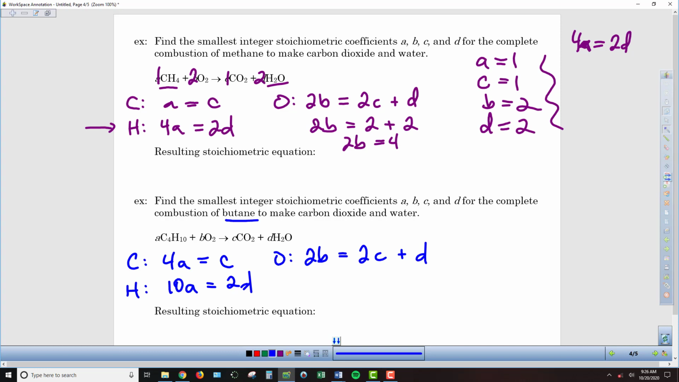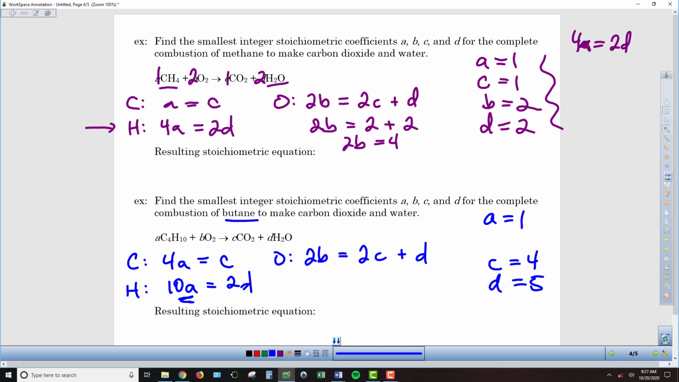Once more, we've got to pick one of our variables, establish a value for it, and then use that to solve the rest. So I'm again going to go with A is 1 and see how that works out for us. A is 1 makes C equal to 4, since 4 times 1 is 4. If I plug 1 into my hydrogen equation, I get 10 equals 2 times D, so D is going to equal 5.